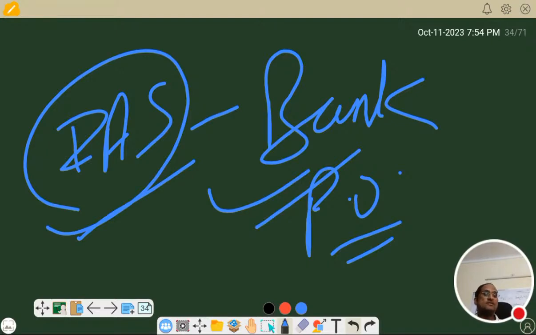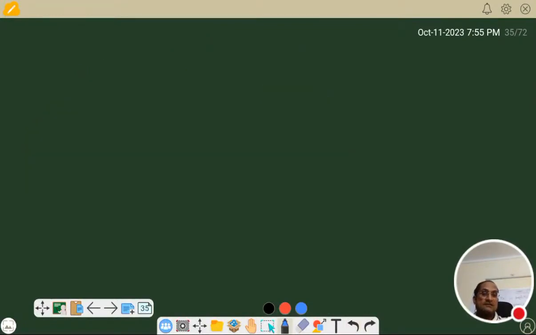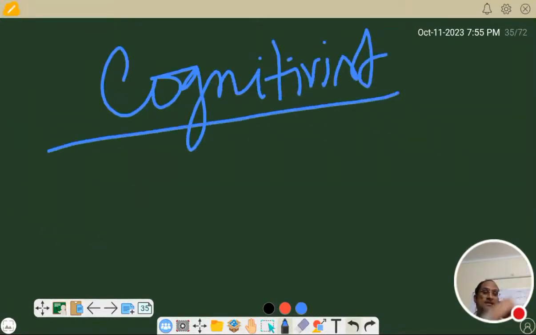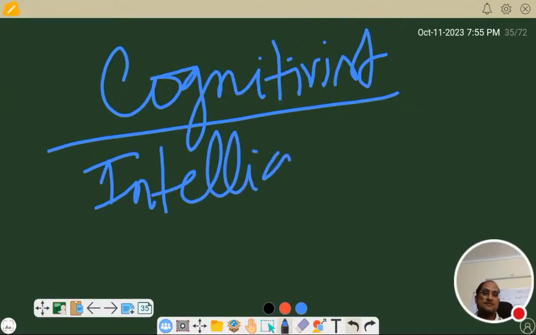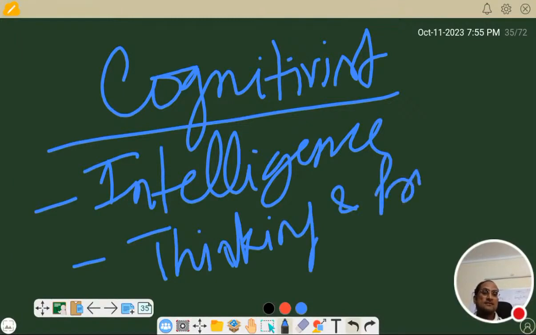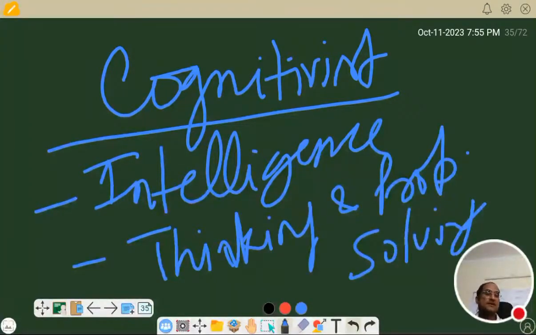So intrinsic motivation is a construct of your internal environment given by cognitive thinkers, and because of this cognitivist only, so many constructs which were left by your behaviorist, like intelligence, thinking, problem solving, they all become a matter of study. Otherwise, it would have been left.